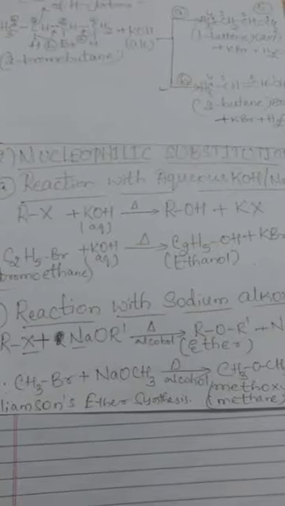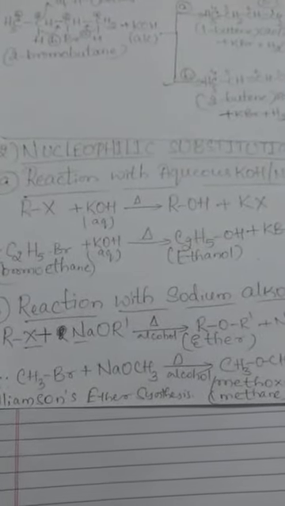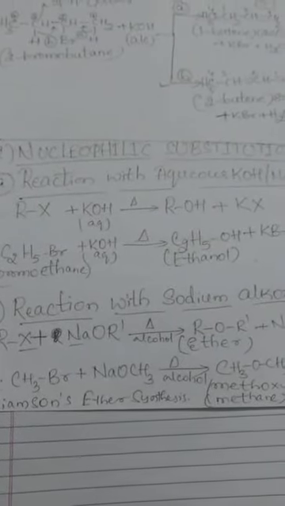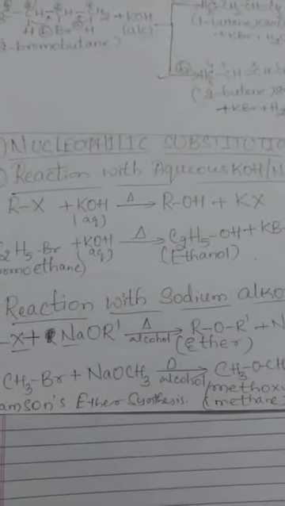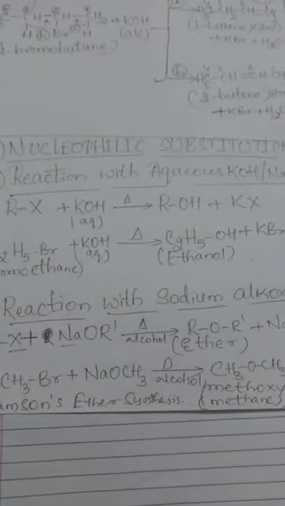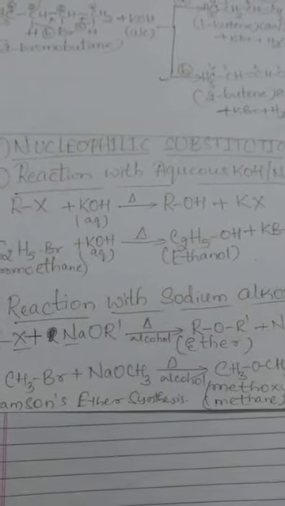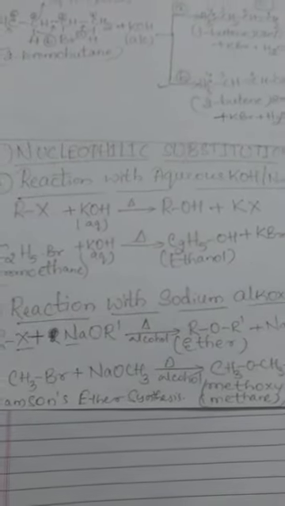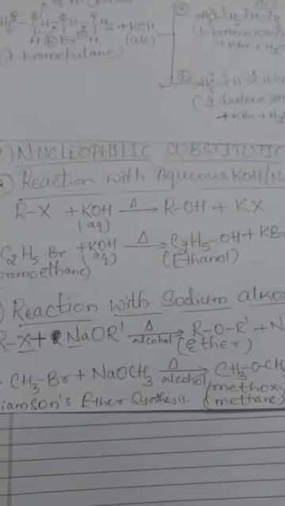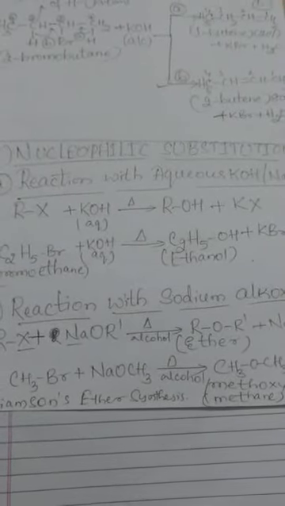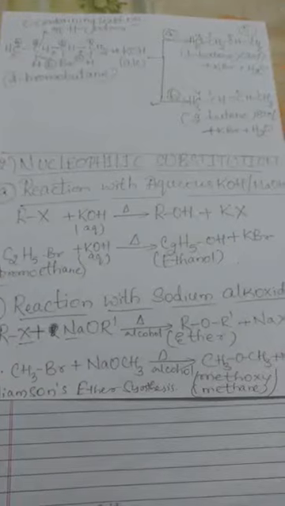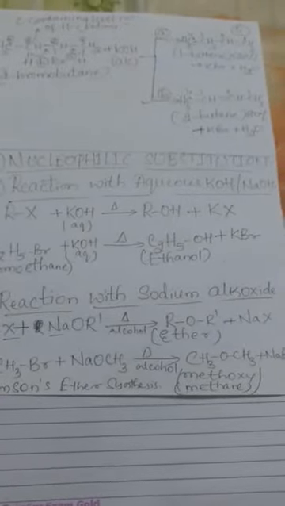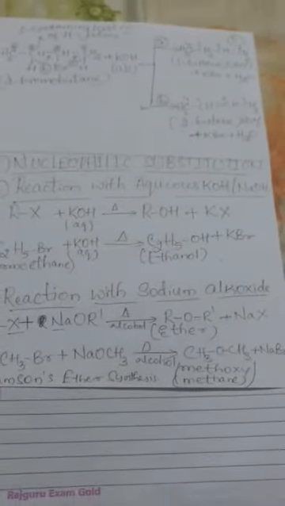If alcoholic potassium hydroxide is used as the reagent, dehydrohalogenation takes place and the product formed will be an alkene, whereas if aqueous potassium hydroxide is used, then nucleophilic substitution takes place, that is X minus nucleophile is substituted by OH minus nucleophile, and you get the corresponding product as an alcohol. For example, if you heat bromoethane with aqueous potassium hydroxide solution, the corresponding product formed will be the alcohol ethanol, C2H5OH.